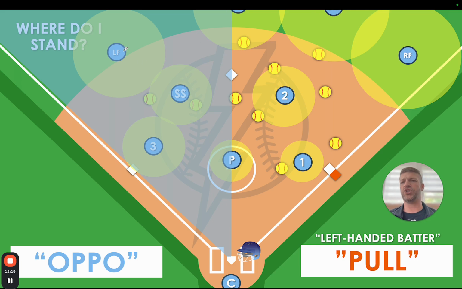Okay, well, why didn't she move back? Well, because remember, we said oppo field, opposite side hits don't go as far. All right, so she can stay in because they're not as hard hit. They are going to move back just to be careful. I also like to pay attention to the girl's stance. I like to watch when they're in the field.